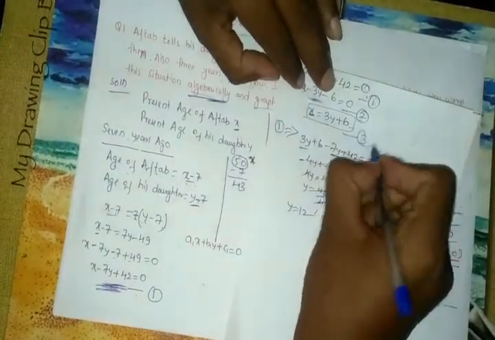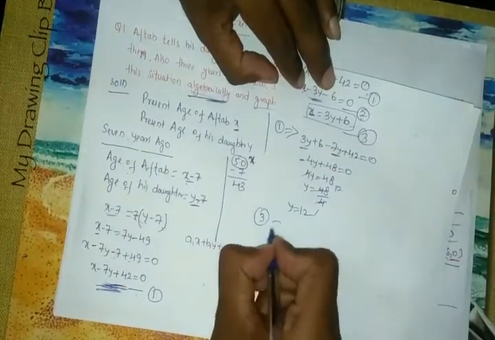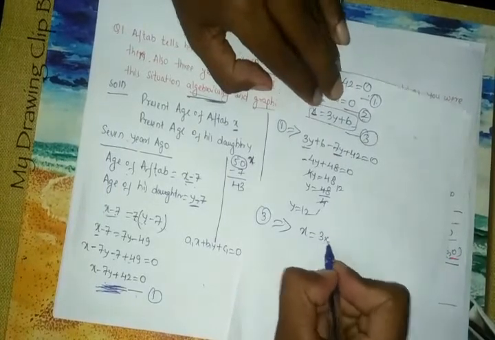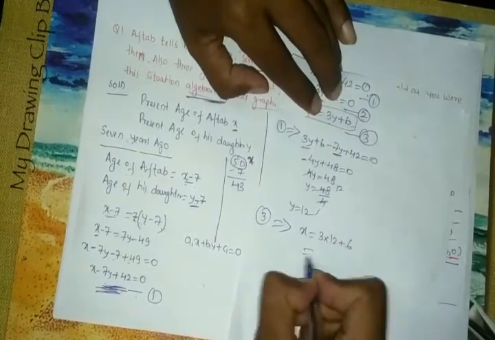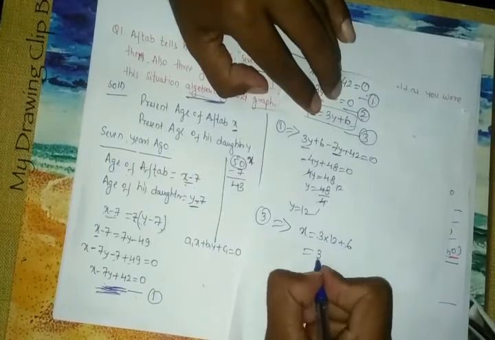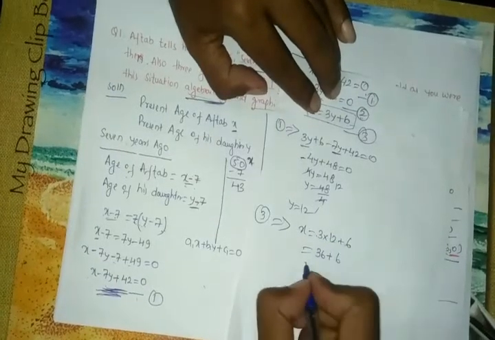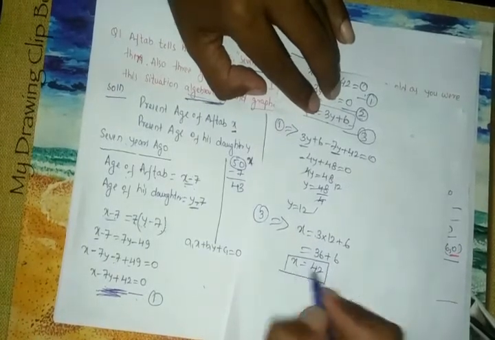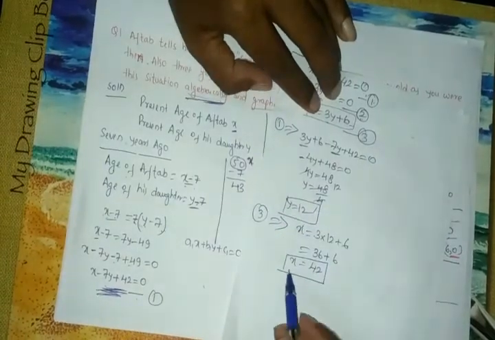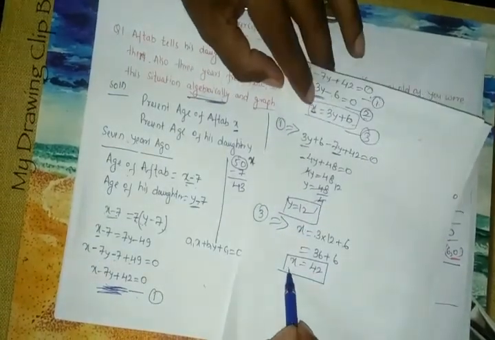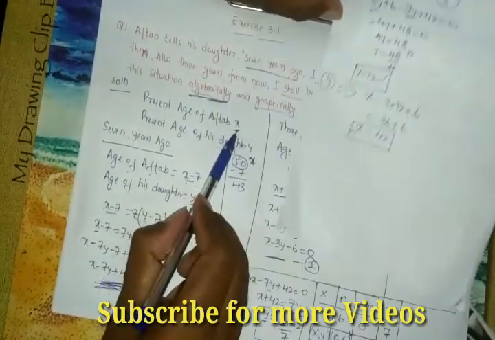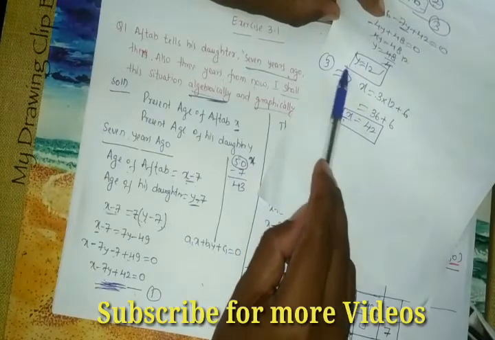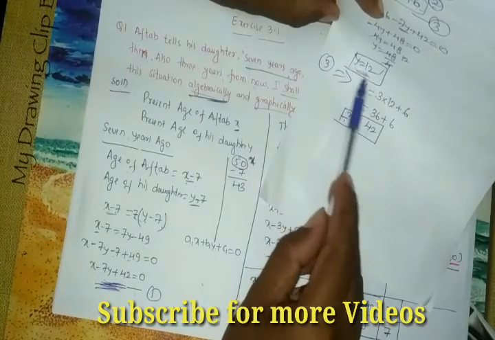Now use any one of the equations to get the value of x. So I will use this equation. Let me call this equation 3. So equation 3 is x equals to 3 into y, which is 12, plus 6, or 12 into 3 is 36 plus 6, this is 42. So what I have got is the present age of Aftab, which I have represented as x, is 42, and the present age of daughter is 12.